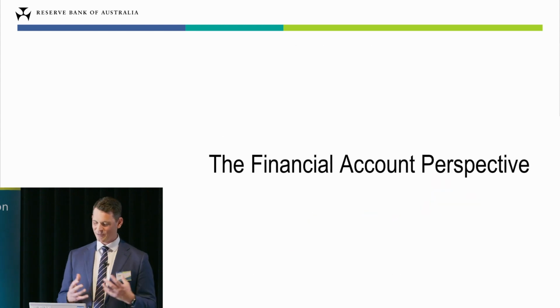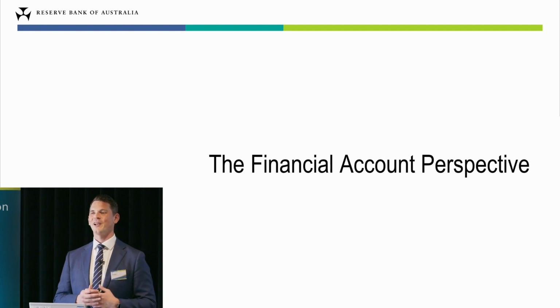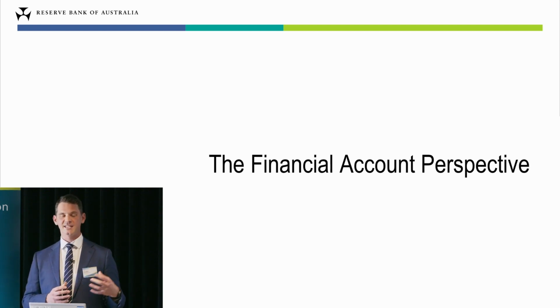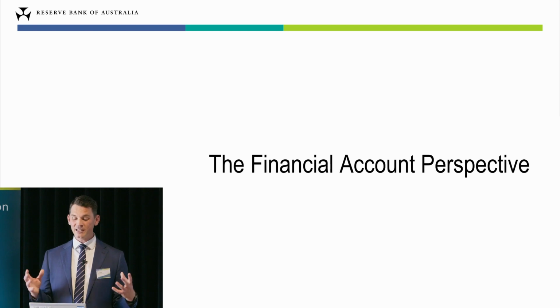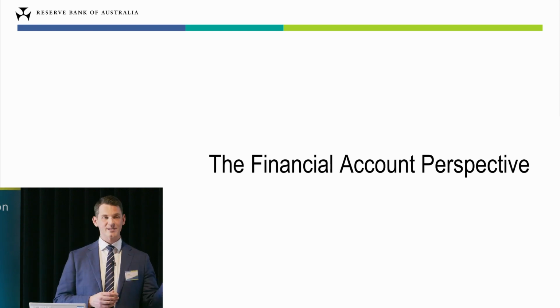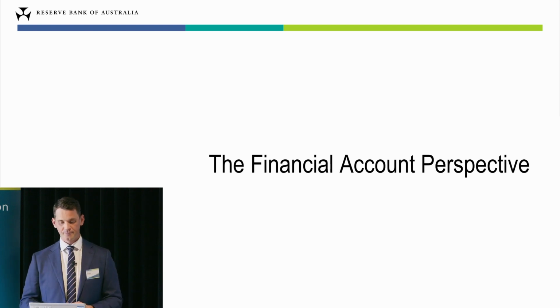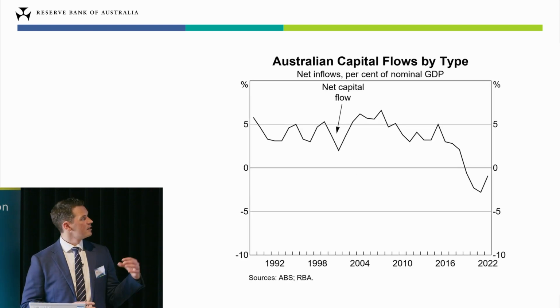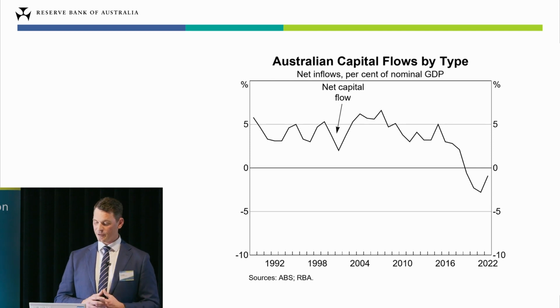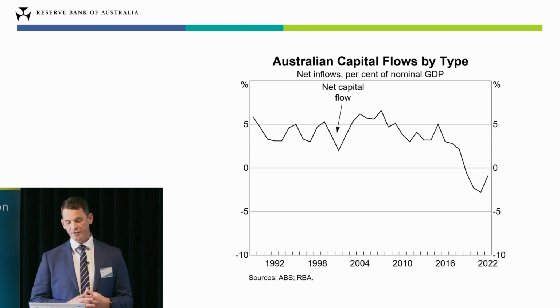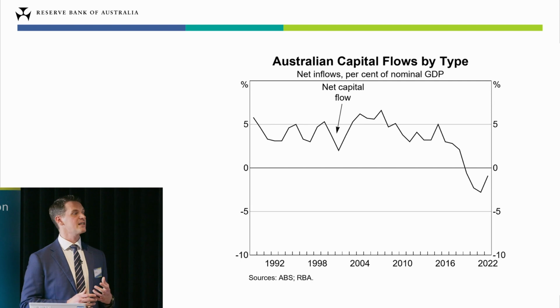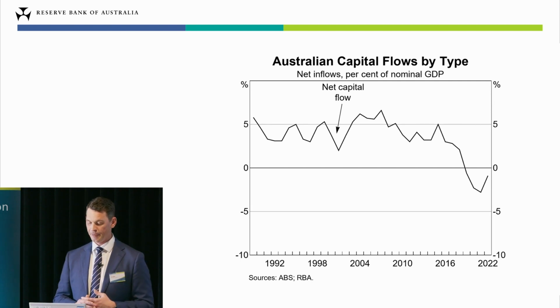So just to recap and keep things fresh in our minds, the financial account records financial transactions between Australia and the rest of the world. And these are typically thought about as the net flow of capital from Australian investment abroad and foreign investment into Australia. So this graph here shows these net capital flows and reiterates the point that we imported capital and had a financial account surplus for much of our history.